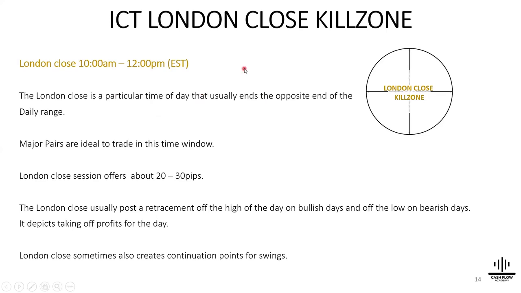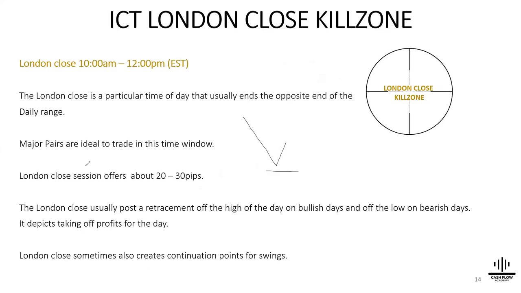You can use it for a retracement after the day was bullish. It usually sets the end of the day. So if London posts the low of the day, you should expect to see London close Killzone post the high of the day, and you can trade it for a retracement. If the day was bullish, you want to be trading the retracement. If the day was bearish, you want to trade the retracement here.